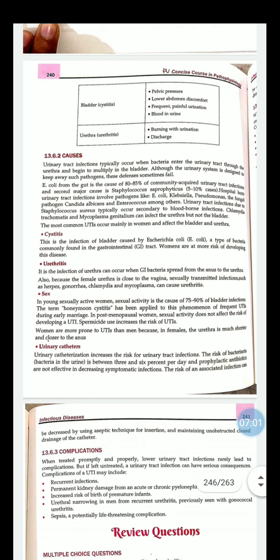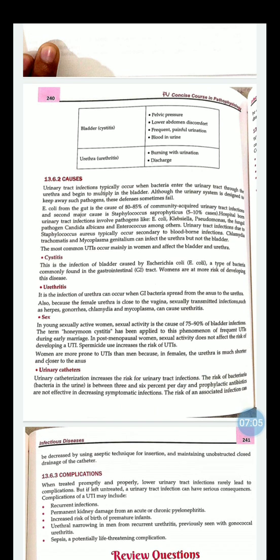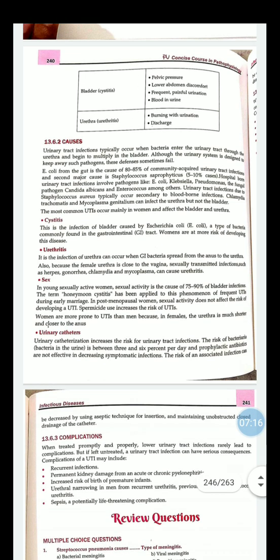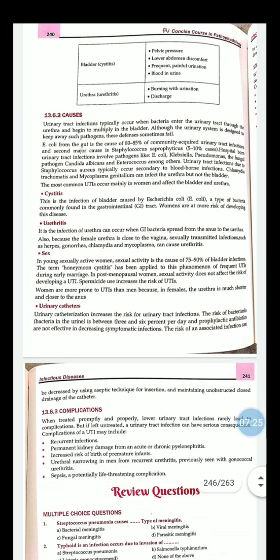First, cystitis. It means there is infection of the bladder, which is caused by the bacteria Escherichia coli, a type of bacteria commonly found in the GIT, and women have more risk of developing this disease. This E. coli bacteria is basically found in your gastrointestinal tract, and women have a greater risk than men.